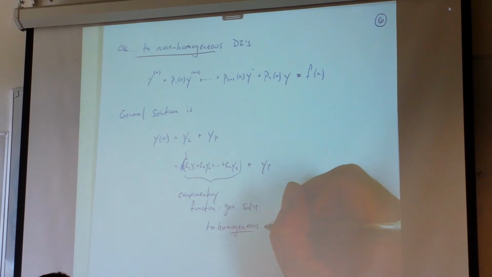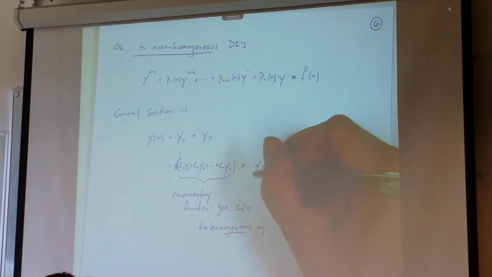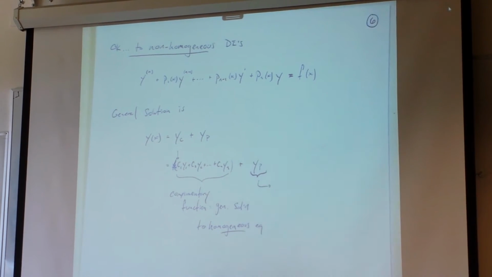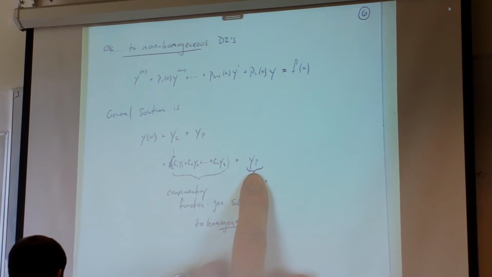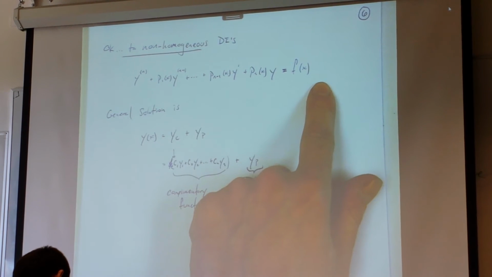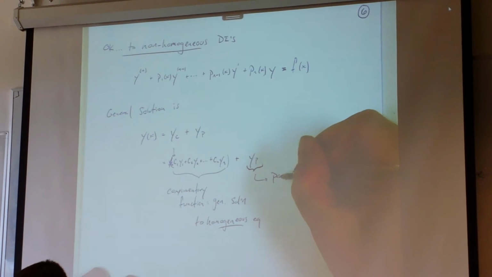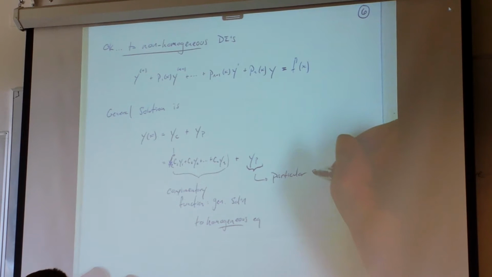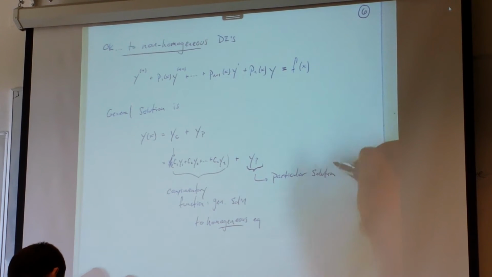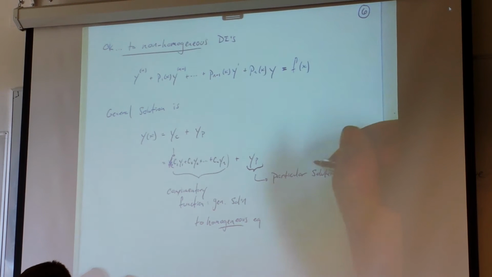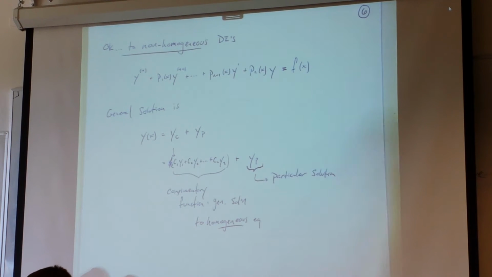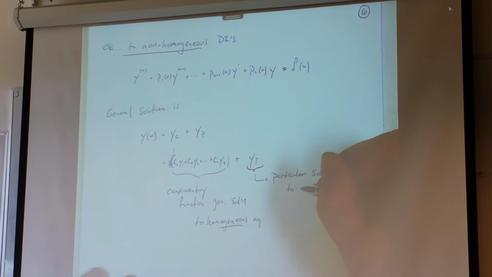And y sub p, p is for particular, if somehow by magic we have one single particular solution to the original non-homogeneous equation, I tack that on to the general solution of the homogeneous equation. So that's the particular solution, it's what they call it, the particular solution to the original non-homogeneous equation.